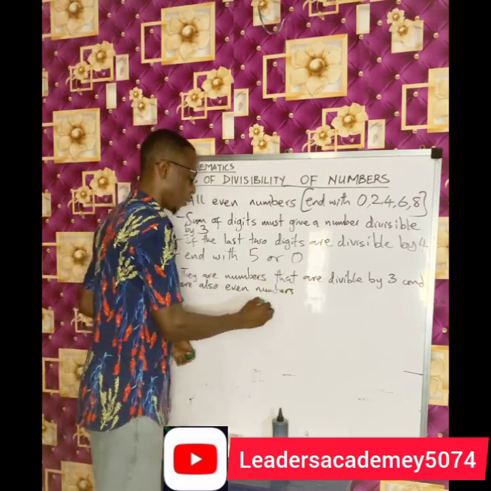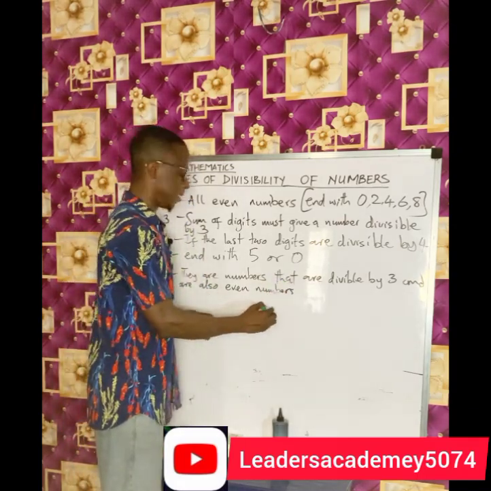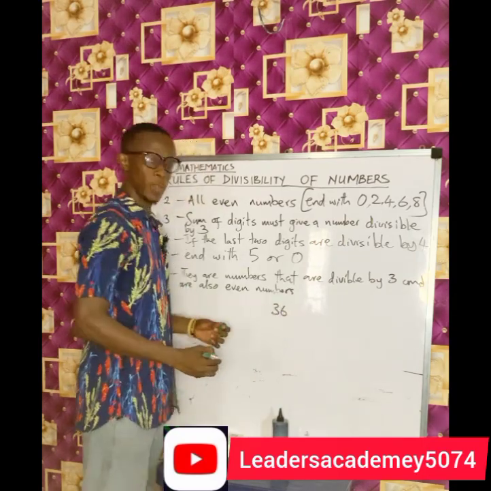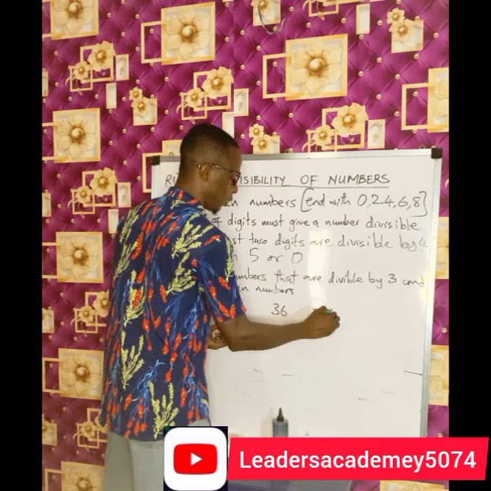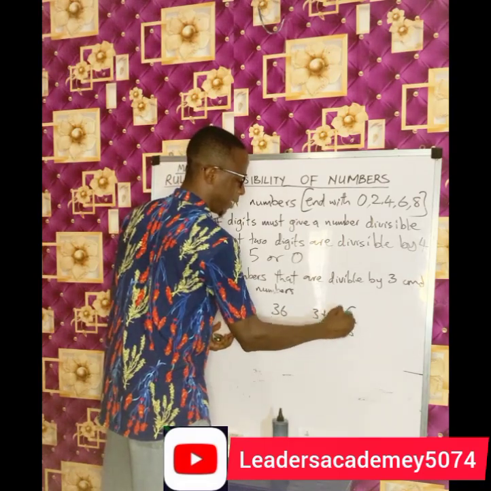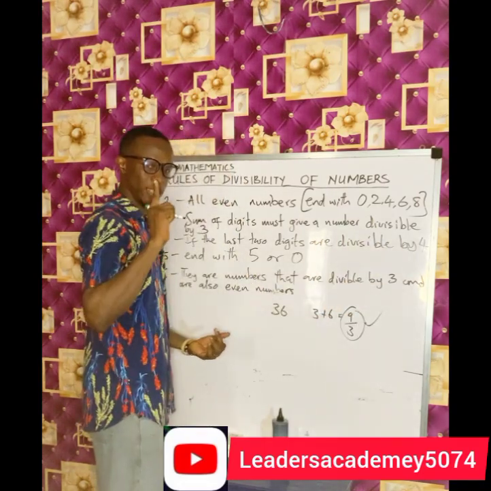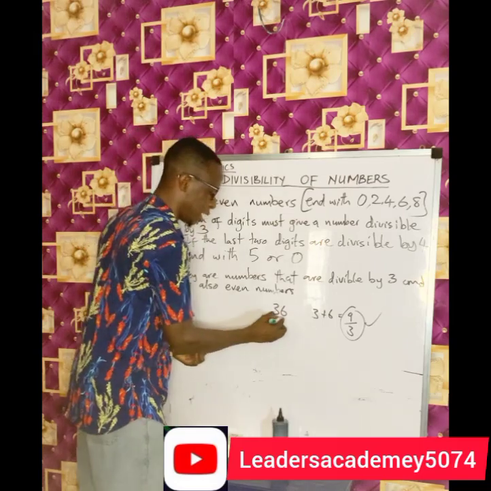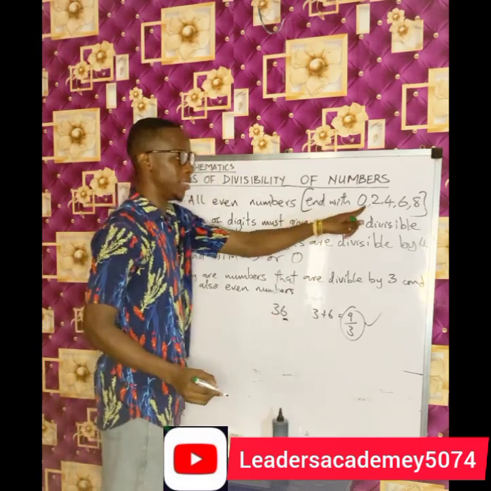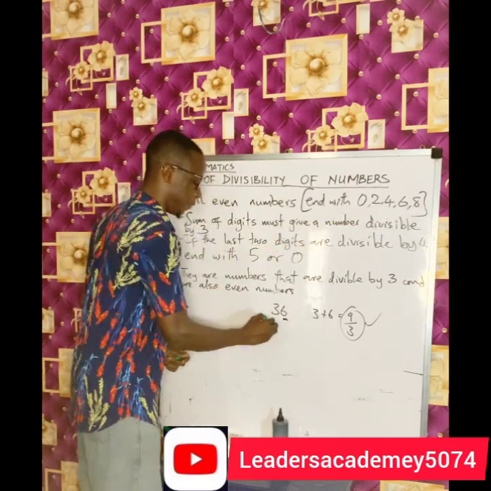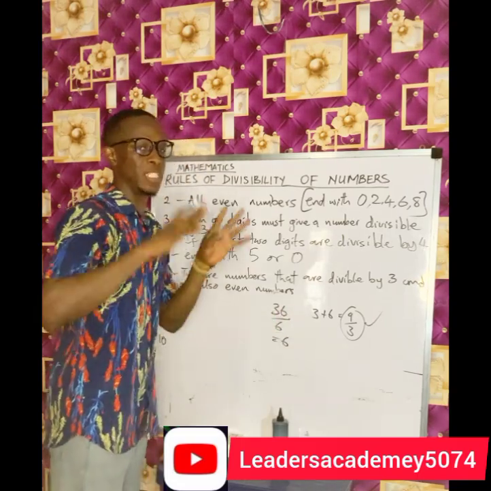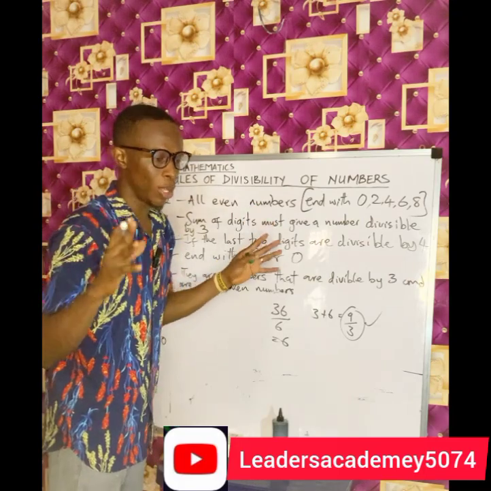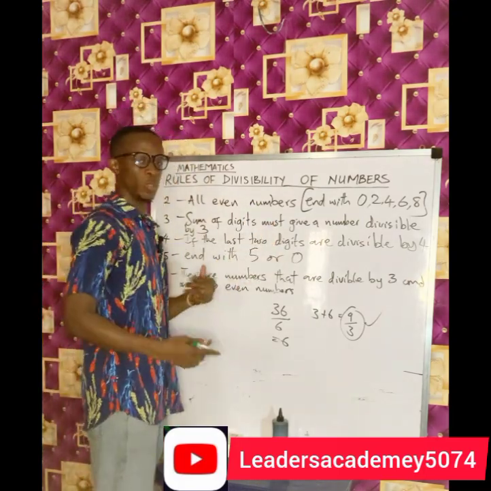So we have a number like, let's say, 36. Is 36 divisible by 3? Yes, 3 plus 6 gives me 9, and 9 can be divided by 3. First criterion met. The second thing, it ends with an even number. Therefore, 36 is divisible by 6, and that gives you 6. So no matter how big the number is, as long as it obeys this principle, it will work.